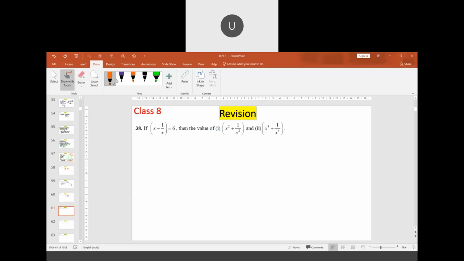Now you tell the answer. It is 38. Very good. 38 square plus 2. 38 square has 4 in the units place, 1444, plus 2, it becomes 1446.